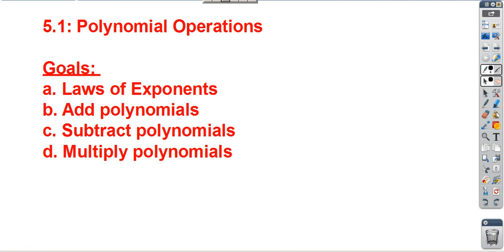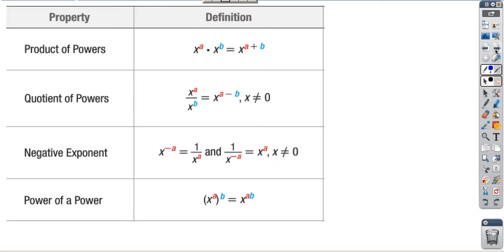Alright, so section 5.1 is on something called polynomials and different operations with polynomials. So the goals for this section, we want to first of all talk about what we mean by the law of exponents. Those are just properties that apply to things when you're raising different powers or different exponents. And then we'll talk about the four basic math operations: adding, subtracting, multiplying, dividing. We'll talk about three of them when it comes to polynomials. In section 5.2 we'll talk about the last one, which is dividing.